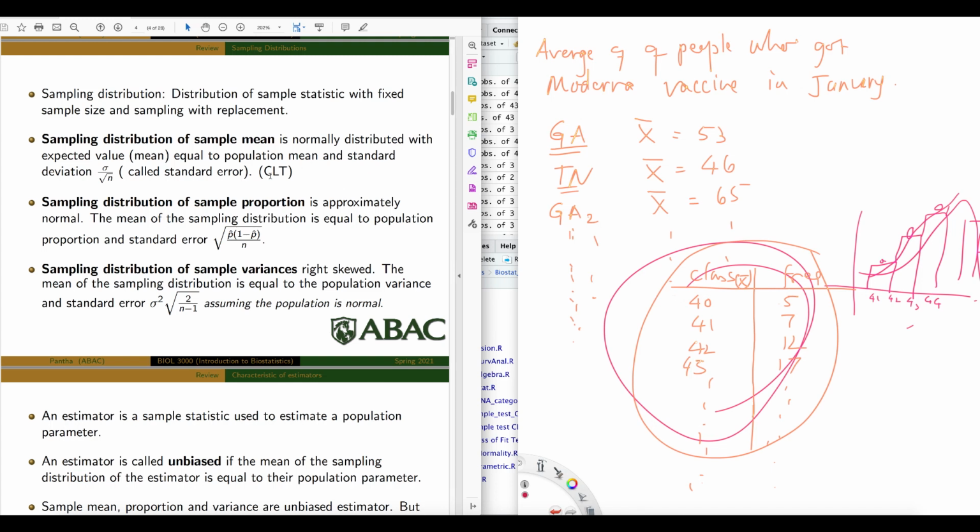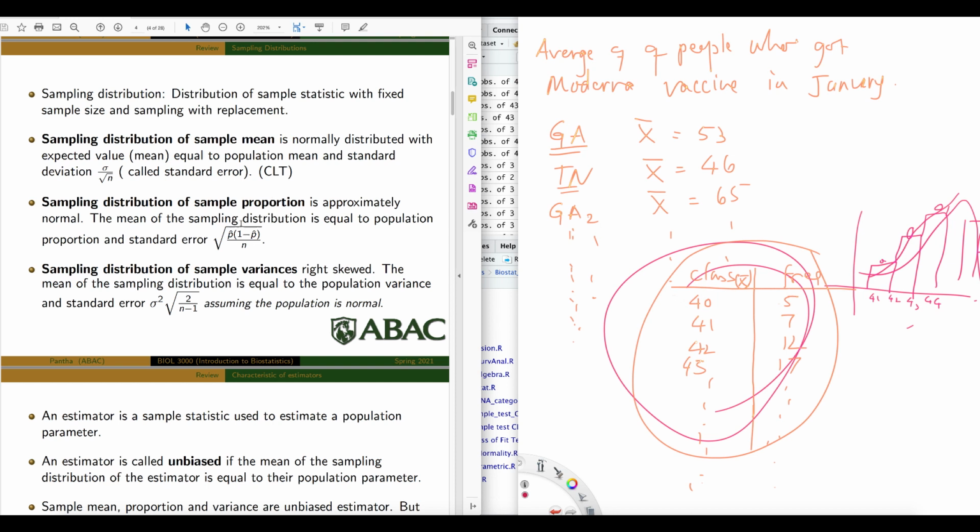Okay, CLT. Do you remember the central limit theorem from the statistics class? What it says is, when you collect the sample for the sampling distribution, if the sample size is big enough, then even if the original population is not normally distributed, the sampling distribution will be normally distributed. If the original population is normally distributed, then it does not depend on the sample size. The sampling distribution will be normally distributed whatever sample size you take. But if the original population is not normally distributed, then the sampling distribution of the sample mean will be normally distributed when we take a bigger sample size, when we increase the sample size. That's what the central limit theorem says.